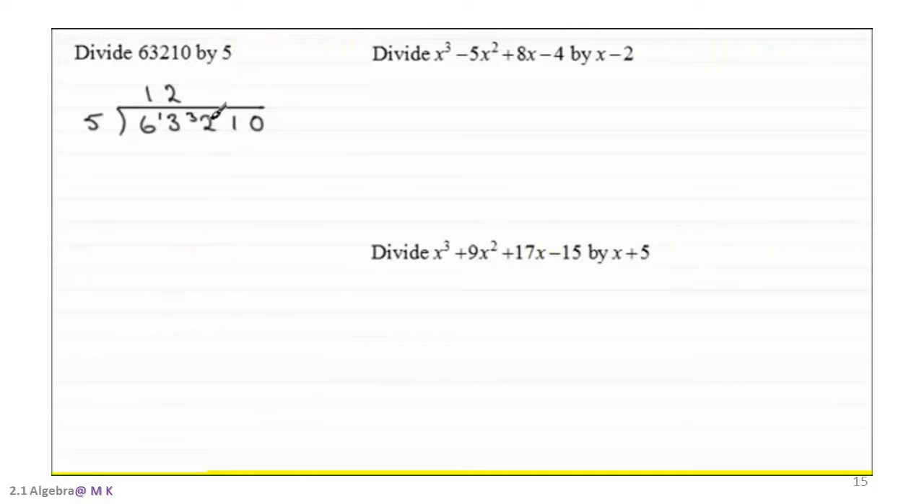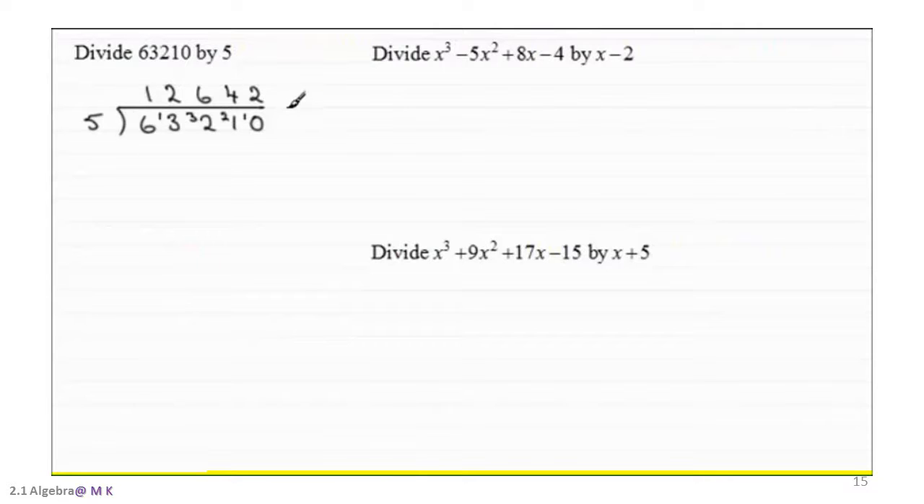Put it against the 2 here to get 32. What do we multiply 5 by to get as close as we can to 32? It's going to be 6. Okay, 6 5s are 30, that leaves us with 2 left over. What do we multiply 5 by to get as close as we can to 21? 4, because 5 4s are 20. That leaves us with 1 left over. What do we multiply 5 by to get as close as we can to 10? Well, it's exactly 2.